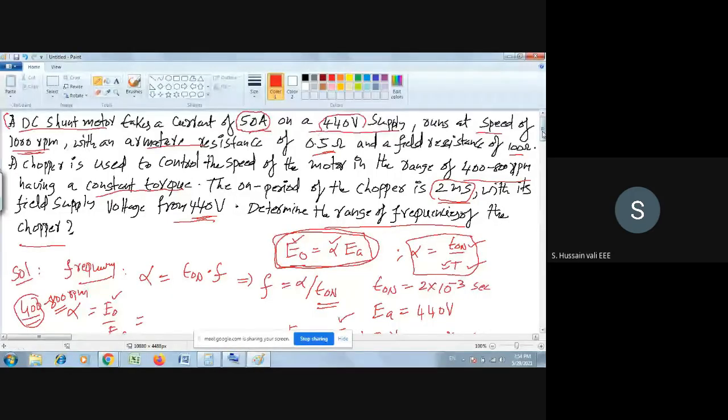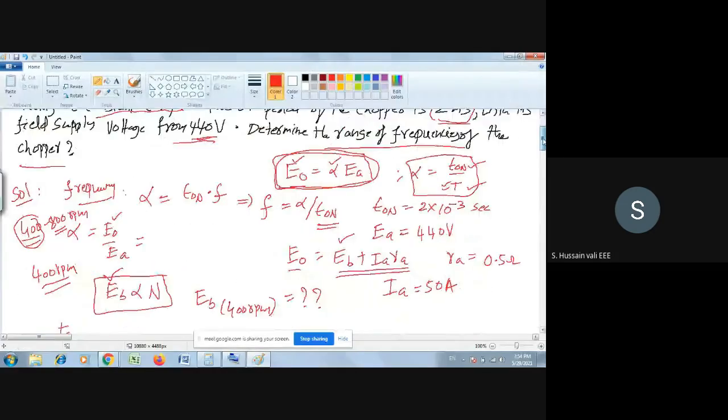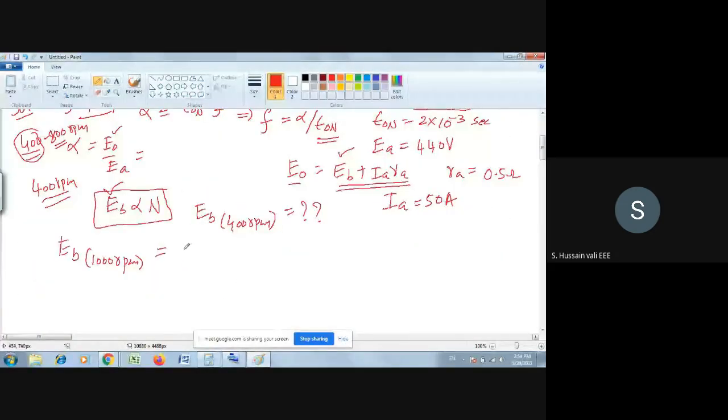So EB at 1000 rpm is equal to E naught minus IA RA. E naught is nothing but the output voltage of the chopper, or input voltage to the motor. Now the rated values given are 440 volts minus IA, which is 50 ampere, into 0.5. So the answer you will get is 415 volts. 415 volts is the back EMF at 1000 rpm.